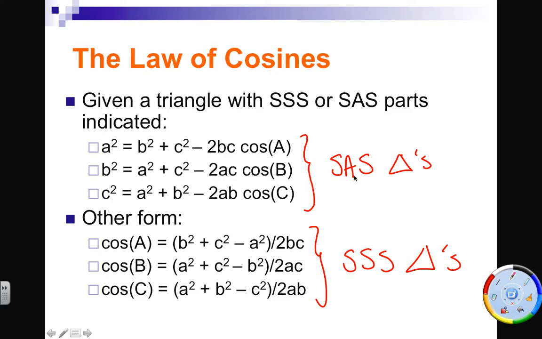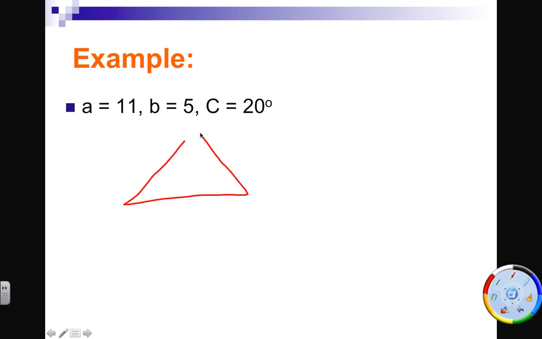All right, so let's look at a couple examples here. First one, given these three things. If I was to draw some random triangle with A, B, C, 20, little a is 11, little b is 5, you ask yourself, can you solve this triangle using law of sines? Well, no, because this is side, angle, side. But I can use law of cosines.